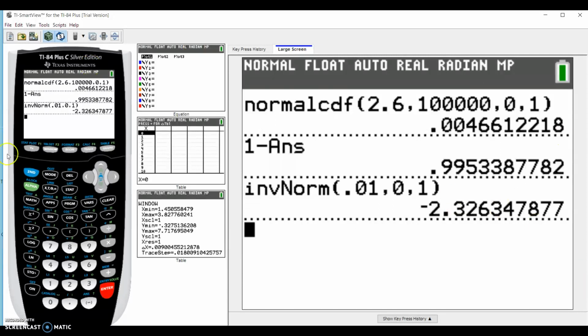Okay. Inverse norm also works when you're talking about percentiles. This is the z-score, keeping it negative here. This is the z-score for the 1st percentile. So this would be the z-score for somebody in the percentile where only 1% of the people are below them.